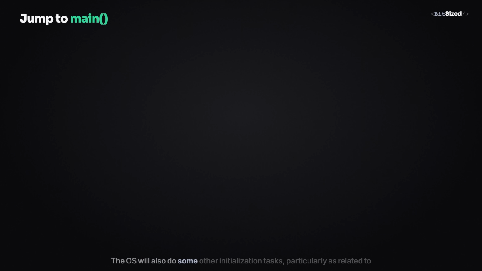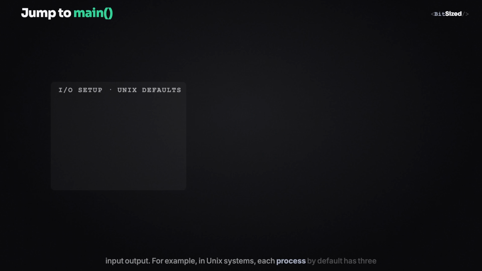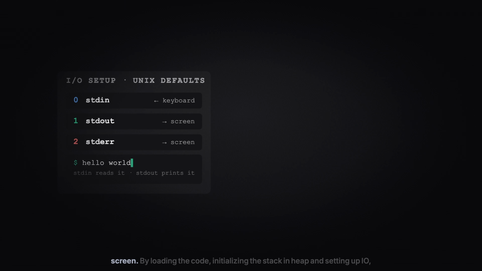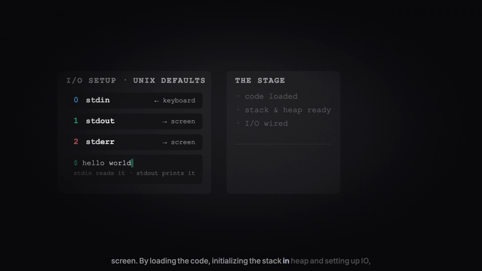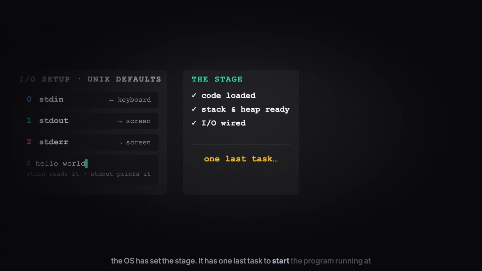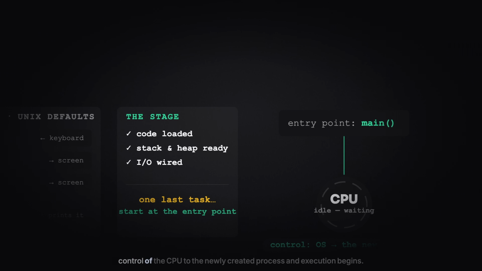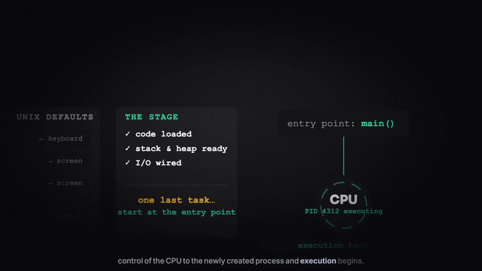The OS will also do some other initialization tasks, particularly as related to input-output. For example, in Unix systems, each process by default has 3 open file descriptors for standard input, output, and error. These descriptors let programs easily read input from the terminal and print output to the screen. By loading the code, initializing the stack and heap, and setting up I/O, the OS has set the stage. It has one last task: to start the program running at its entry point, namely main. By jumping to the main routine, the OS transfers control of the CPU to the newly created process and execution begins.